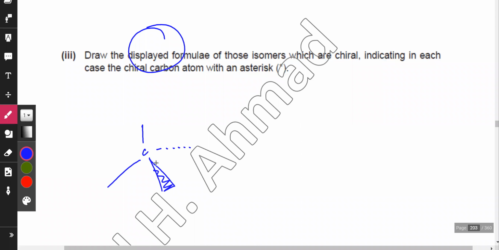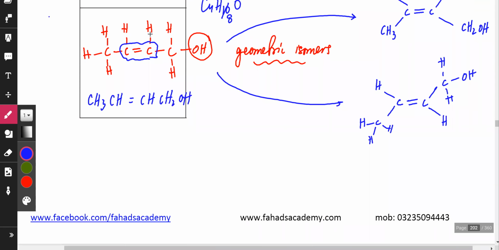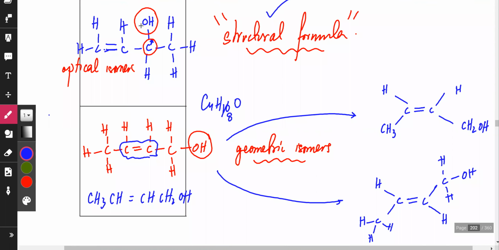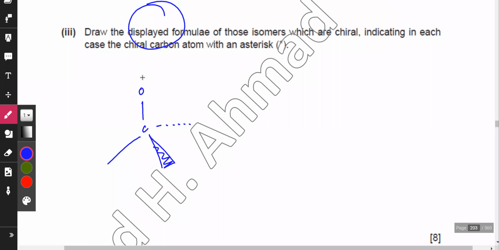And that's your tetrahedral carbon. So you have an OH, a CH3, an H. Every bond should be shown. An OH, a CH3, and I think there was an H over here. And over here there was a double bond with H's. So that's your chiral carbon atom.